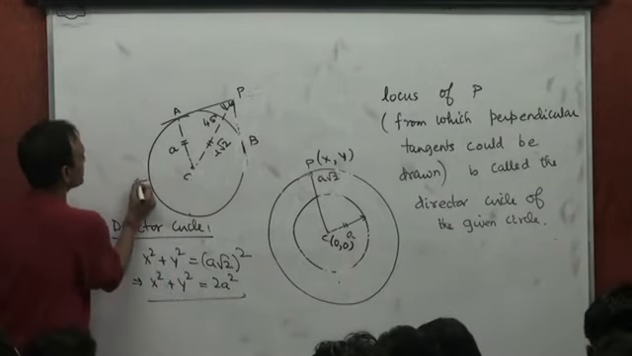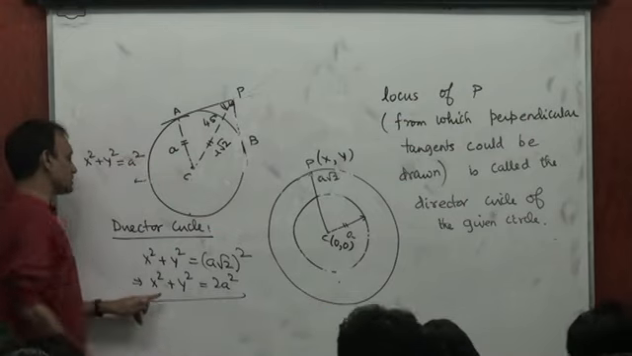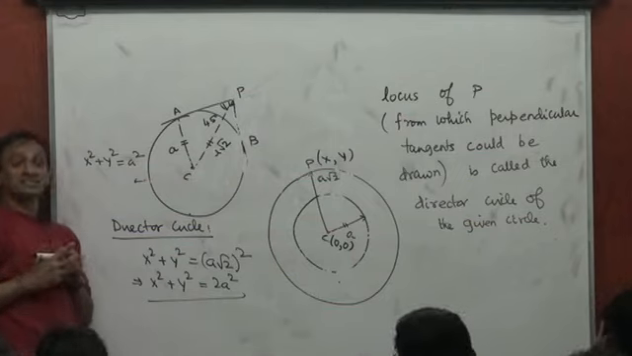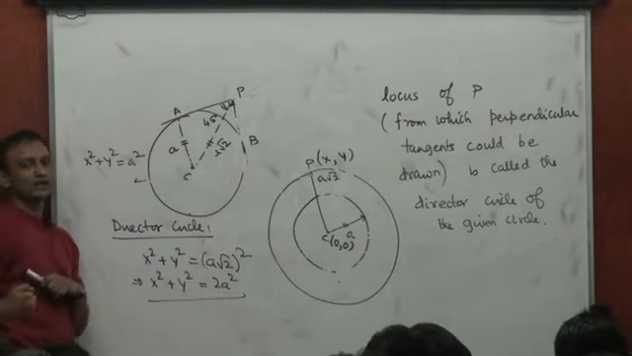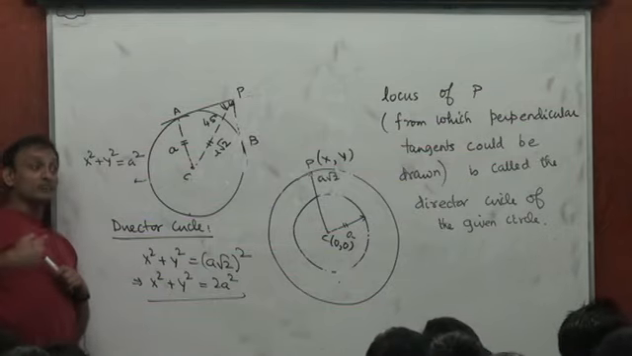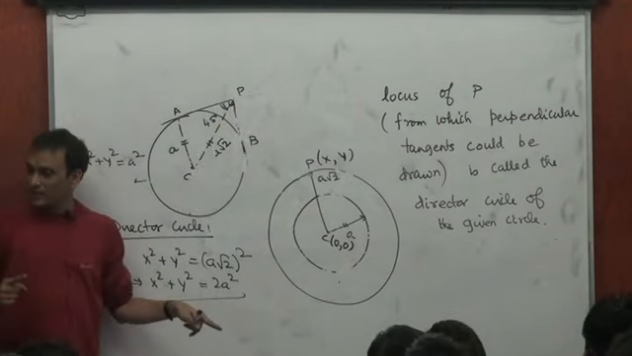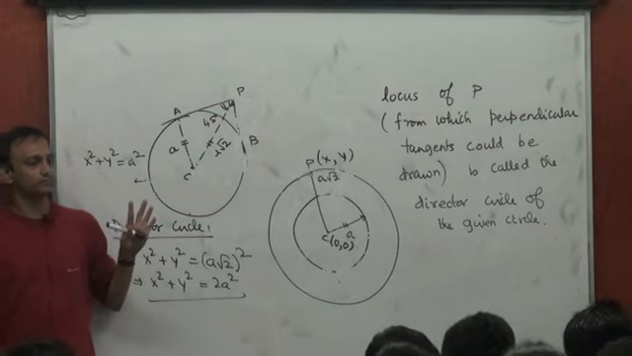Given the mother circle to be, say, x squared plus y squared equal to a squared, the director circle is x squared plus y squared equal to 2a squared. The director circle has the same center as the mother circle, but its radius is root 2 times the radius of the mother circle. And what's the property of any point on the director circle? If you draw tangents to the mother circle from any point on the director circle, they would be perpendicular to each other. That's it. Clear?